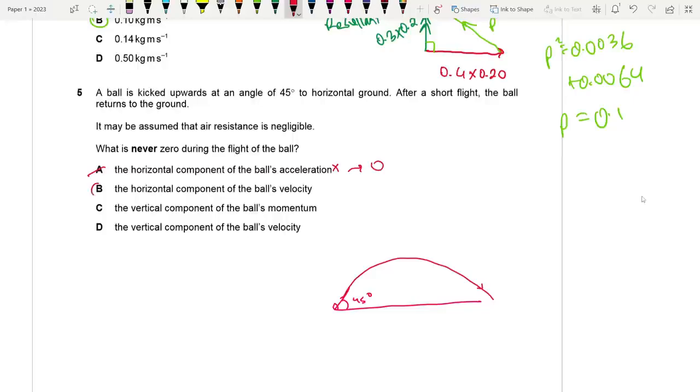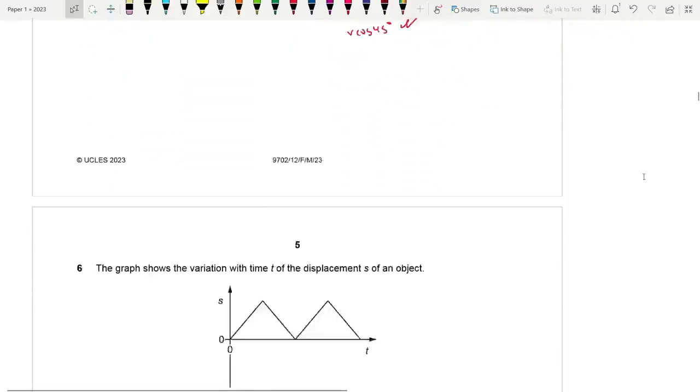However, the horizontal component of the ball's velocity, there is always a component, right? Basically, v cos 45 degrees, it always exists. It never changes because there is no horizontal force. So yeah, that's all. Never changes. The vertical component of the ball's momentum and velocity do change though, because at the topmost point, the ball has no vertical velocity.